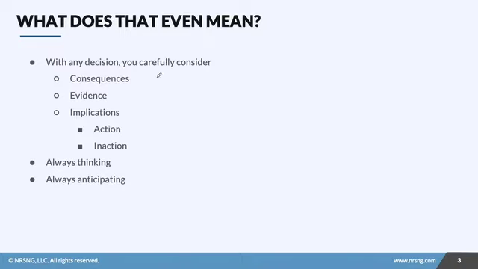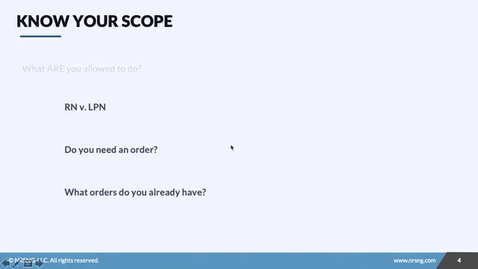And what does that even mean? What does it mean to think like a nurse? With any decision, you must carefully consider the consequences, okay? What is the evidence that you have? What are the implications? If you do something and if you don't do something, what's going to happen to the patient? This is really critical thinking. You can go back to our critical thinking lesson to understand that more, and go back to the nursing process ones. You're always thinking and you're always anticipating. You're thinking a couple steps ahead. If this happens, then what? If this happens, then what? That's really part of thinking like a nurse.